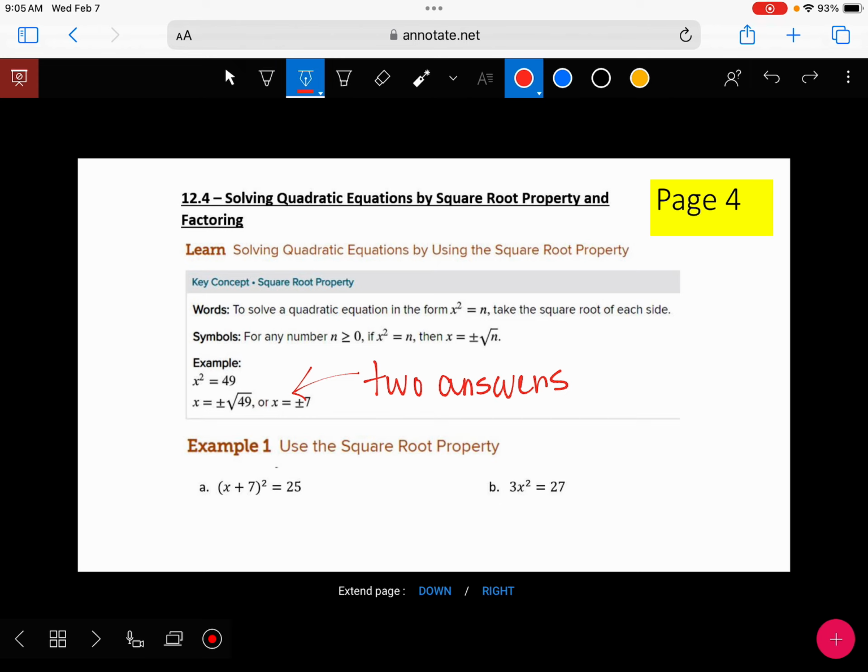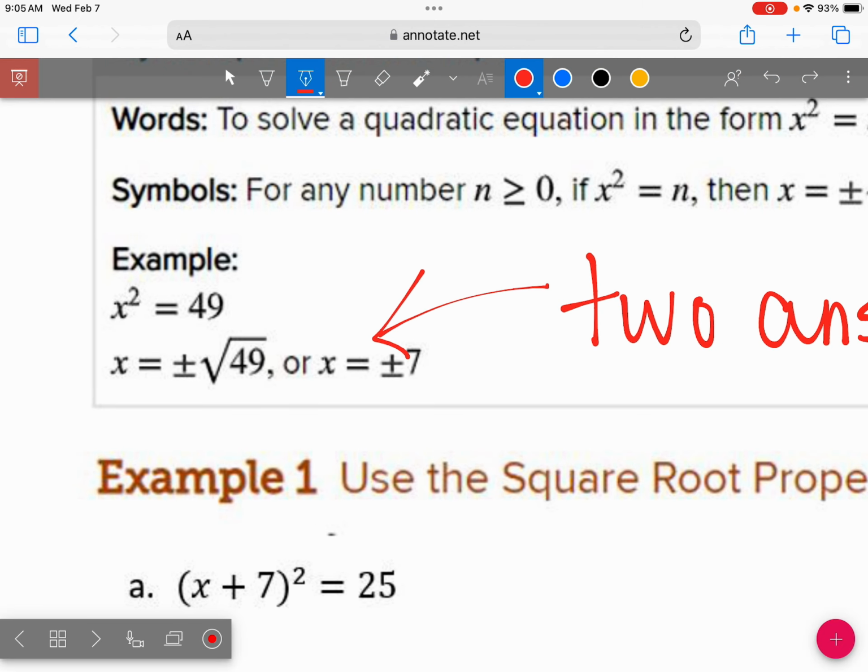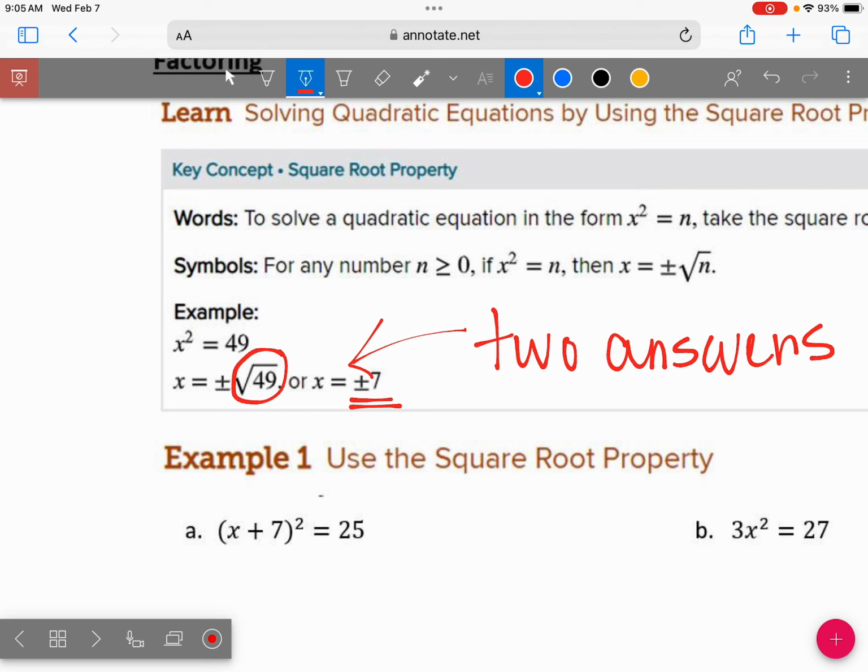The calculator gives you what we call the principal root, which is positive. But notice in our packet, it says that the square root of 49 is actually positive 7 and negative 7. Okay, so that's going to help us when we solve these examples, because there are 2 answers whenever you take a square root.